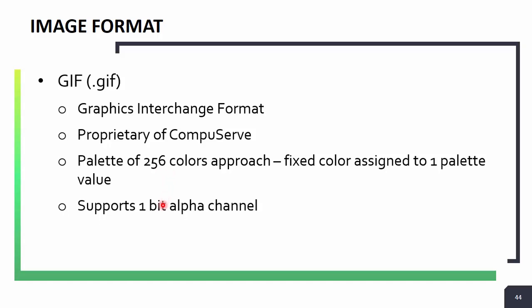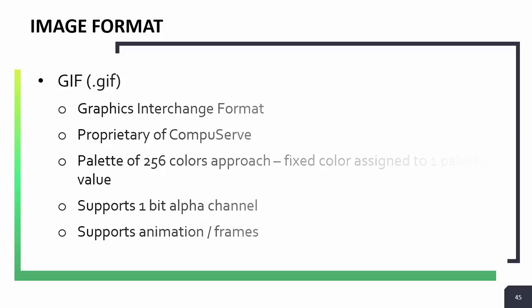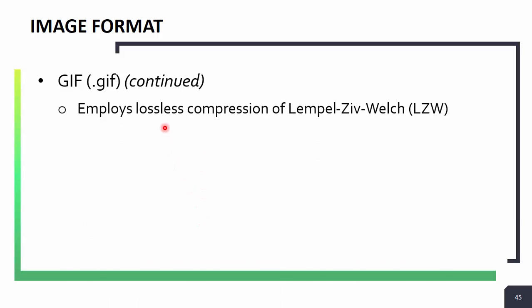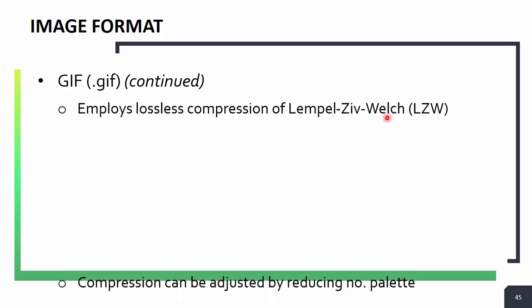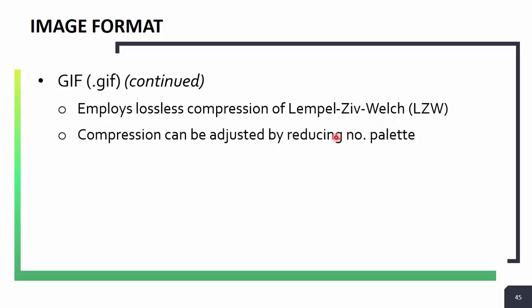It supports a 1 bit alpha channel, meaning each pixel can either be totally transparent or totally opaque. It supports animation frames. I think many of you have seen animated GIFs on social media. It employs lossless compression as opposed to JPEG that uses DCT, which is lossy compression. GIF employs Lempel-Ziv-Welch compression. The compression can be adjusted.